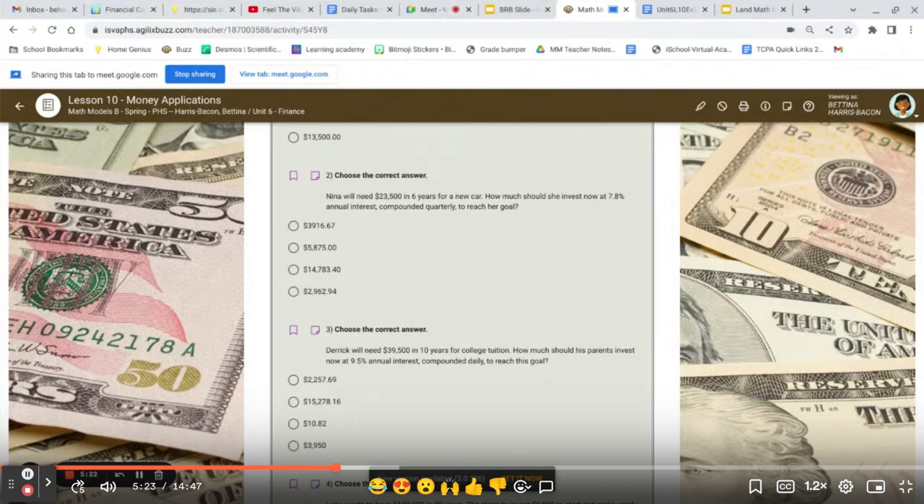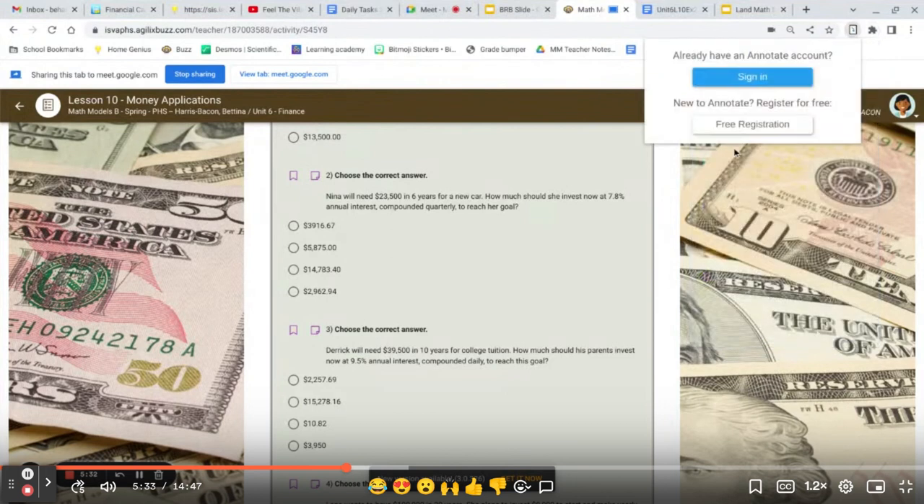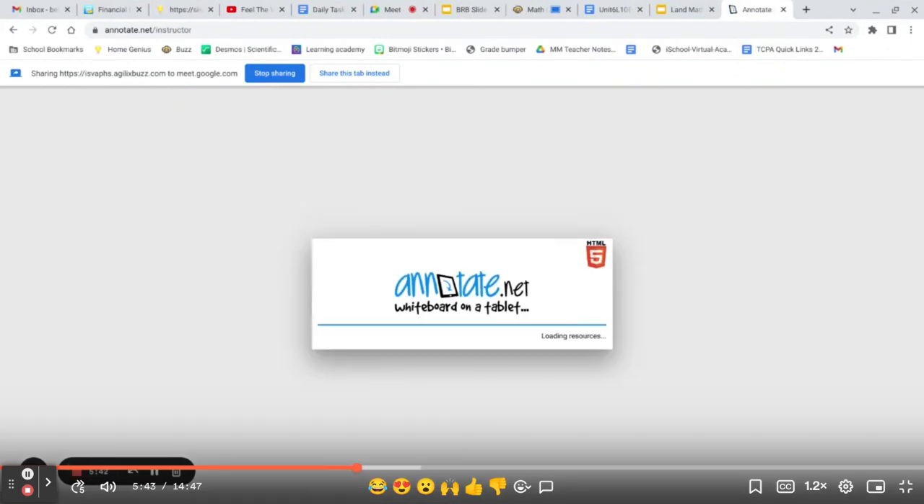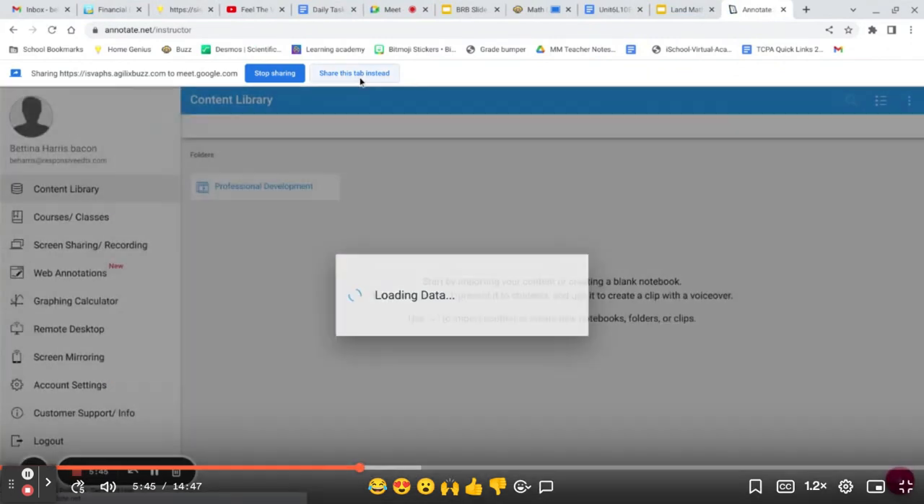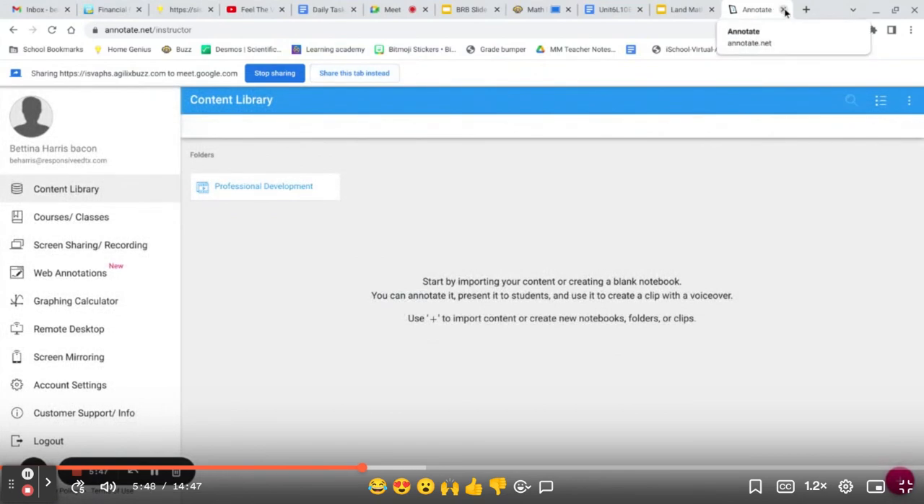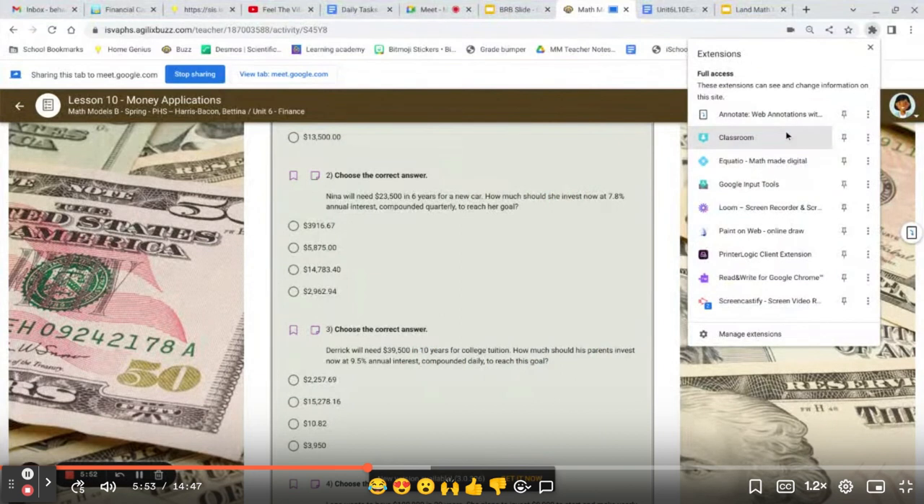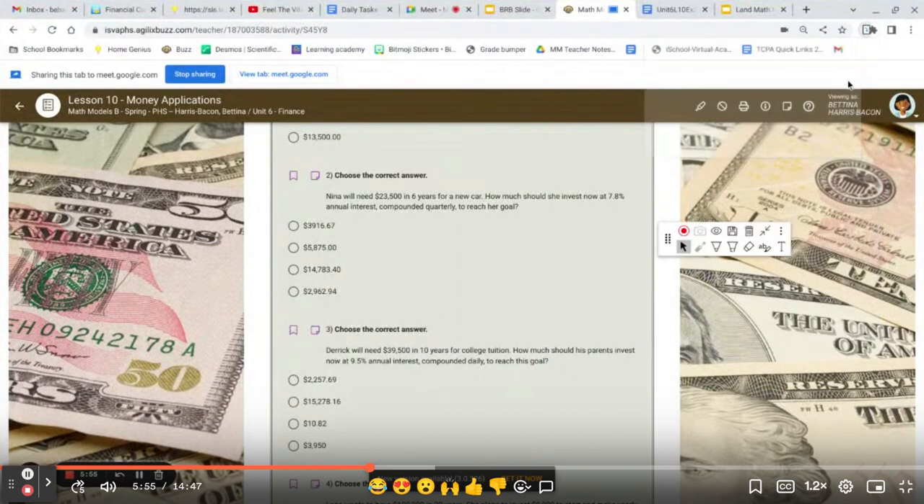Number 2 says Nina needs to have $23,500 in 6 years. Let me get my little pen up here so that you guys can see. I just signed into this, and apparently it signed me back out. Give me a second. It should pop up and allow me to use my stuff here. Let's try one more time. Trying to get my little pen so I can write and highlight in there.